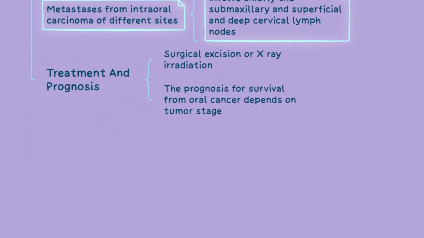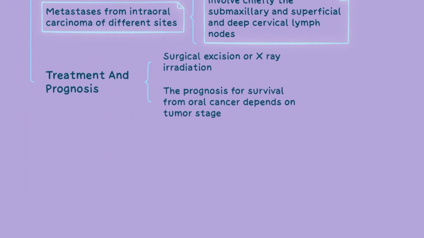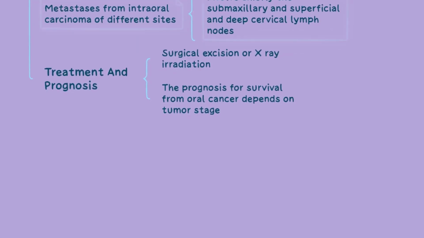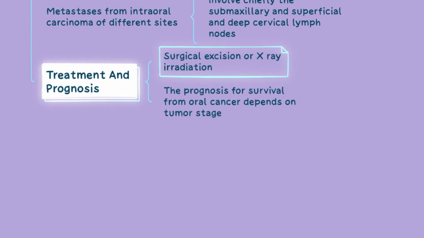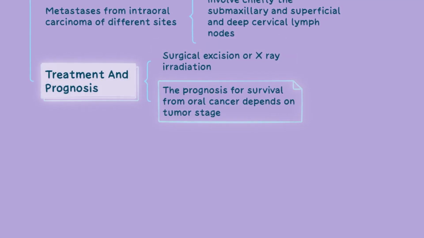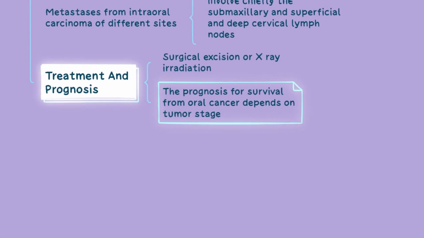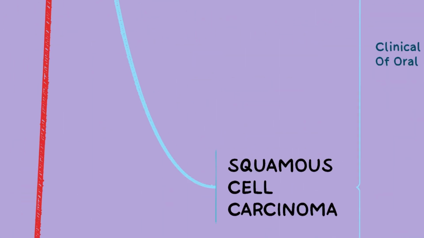Metastases from intraoral carcinoma of different sites involve chiefly the submaxillary and superficial and deep cervical lymph nodes. Surgical excision or X-ray irradiation is the primary treatment modality. The prognosis for survival from oral cancer depends on the stage of the tumor. Moving on to the next one.